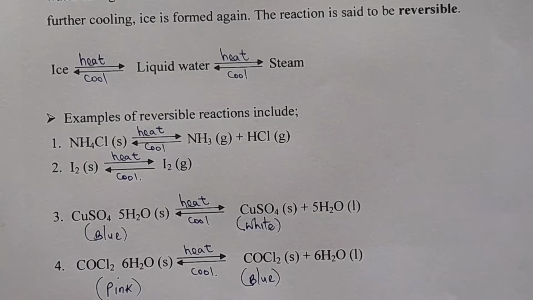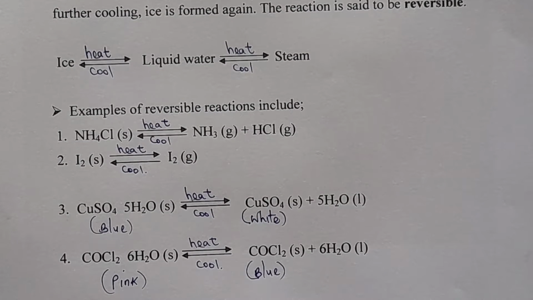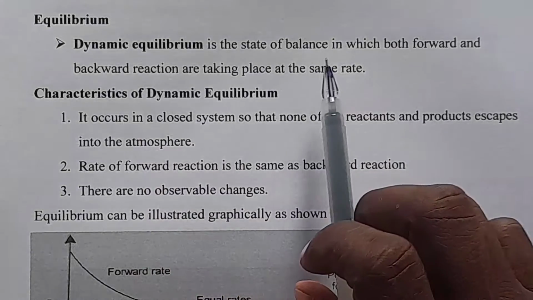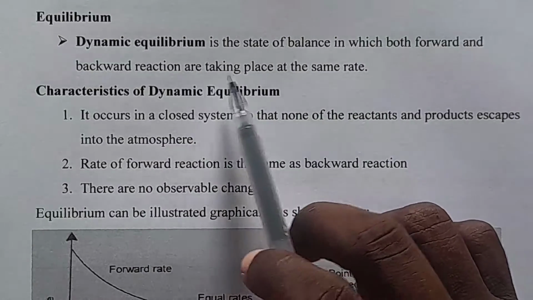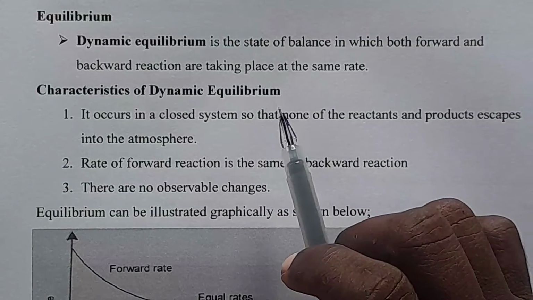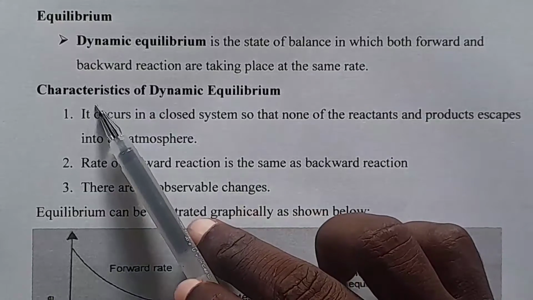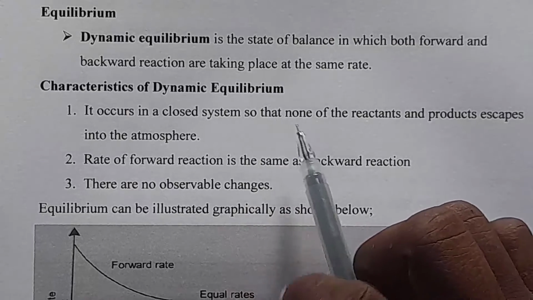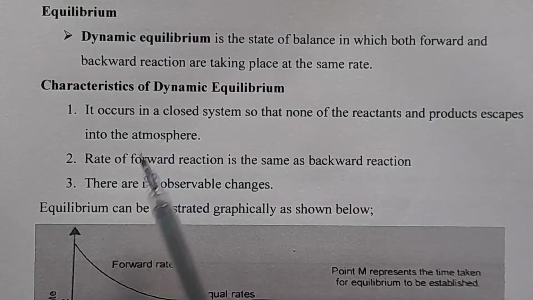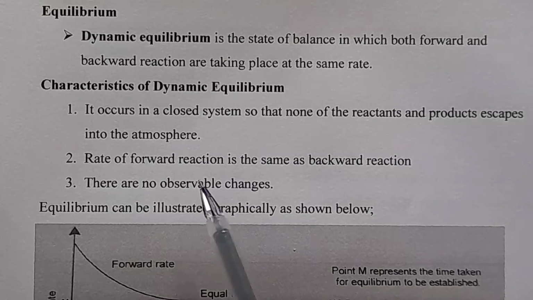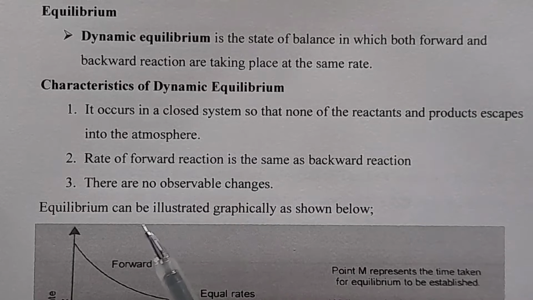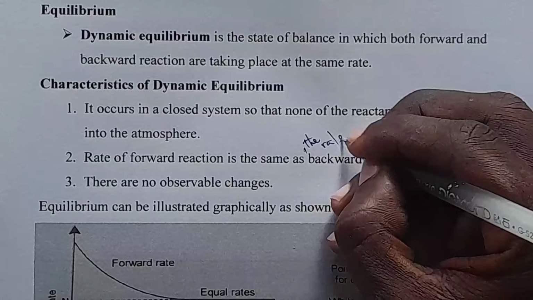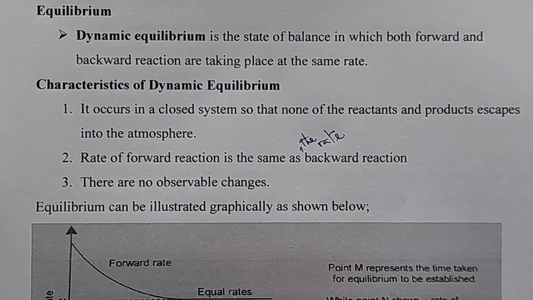Okay, we are going to go next to the other part. That's equilibrium. So what is dynamic equilibrium? It is a state of balance in which both forward and backward reactions are taking place at the same rate, but of different directions. So we're having characteristics of dynamic equilibrium. 1, it occurs in a closed system, so as none of the reactants and products escapes into the atmosphere. Number 2, rate of forward reaction is the same as the rate of backward reaction. So number 3, there is no observable changes.